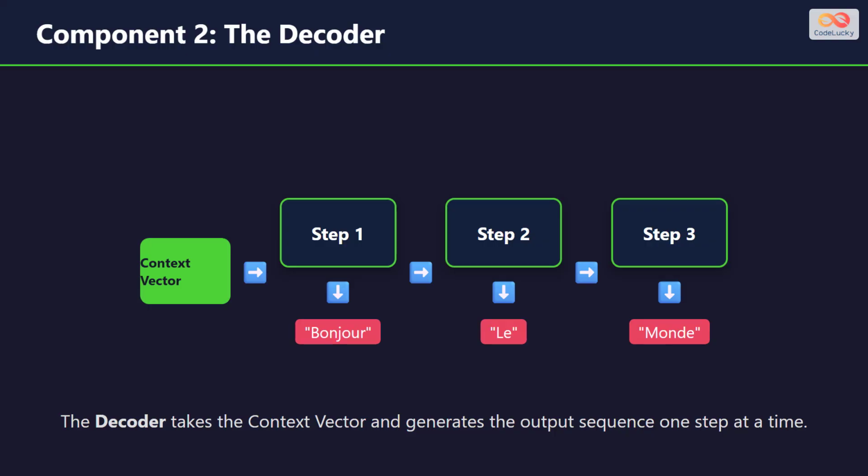The second part is the decoder. Think of it as the speaker. It takes that context vector and starts generating the output sequence one step at a time. It generates bonjour, then uses that to help generate le, and so on until the sentence is complete.